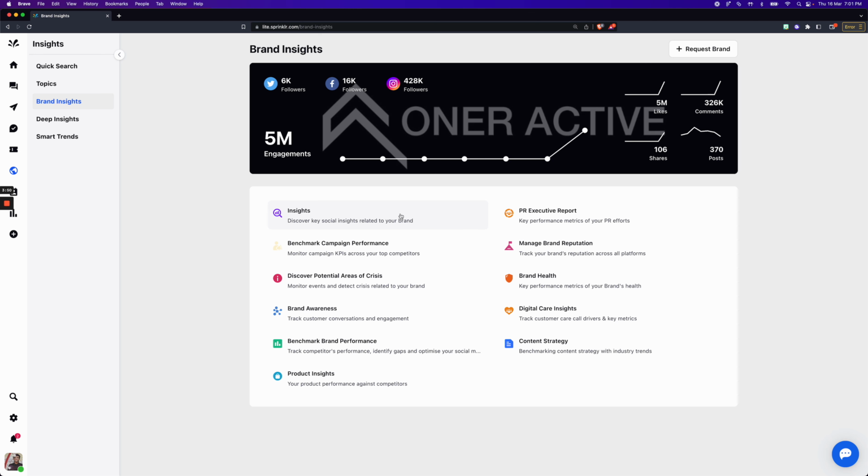You can explore each of these use cases, and these would help you inform your publishing strategy and really make the most out of your publishing.